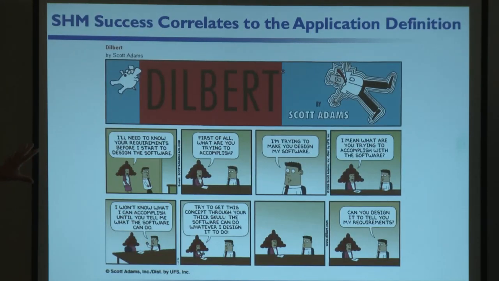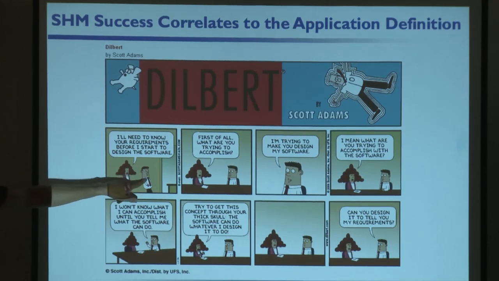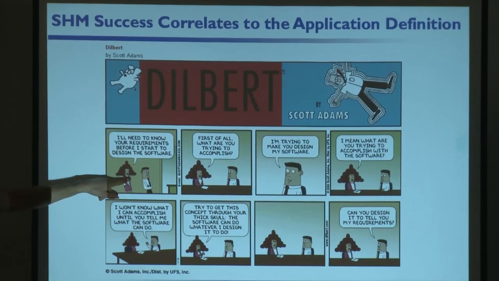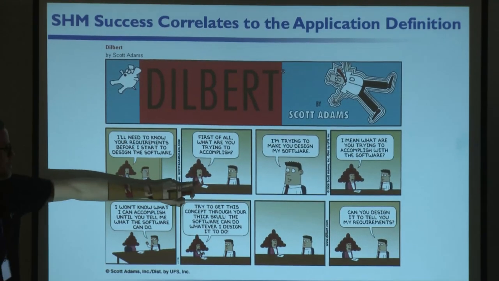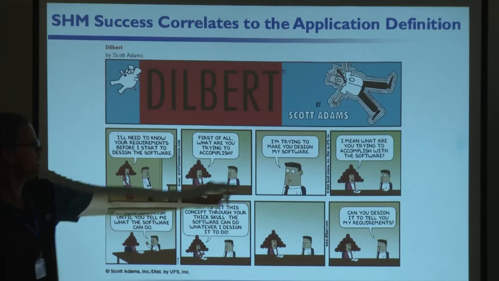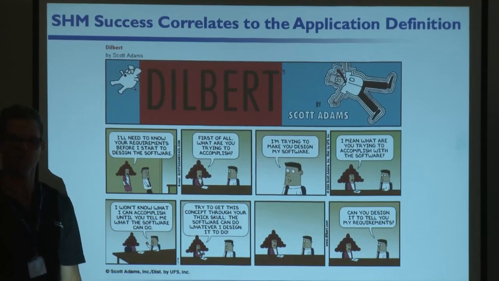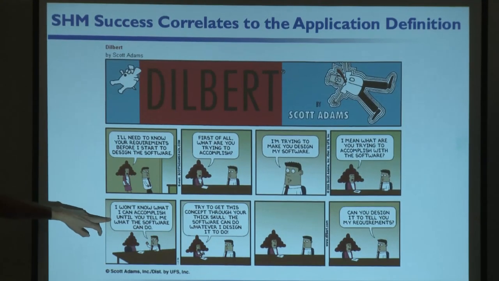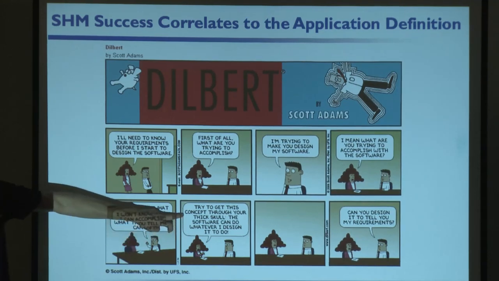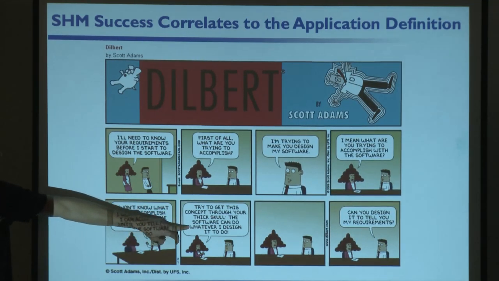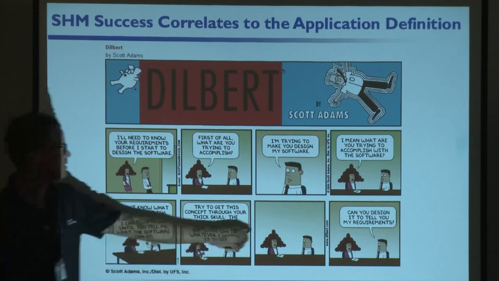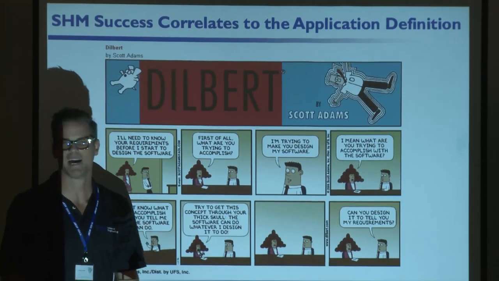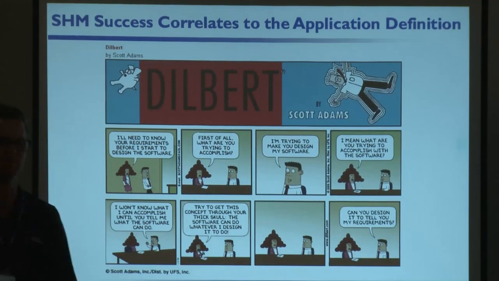I thought this was a brilliant cartoon that I found, where it's a software engineer and a manager. The software engineer says, what are we trying to accomplish? I'm trying to make you design my software. I mean, what are you trying to accomplish with the software? I don't know what I can accomplish until you tell me what the software does. Trying to get this concept through your thick head. The software can do whatever I design it to do. Can you design it to actually tell me my requirements then?